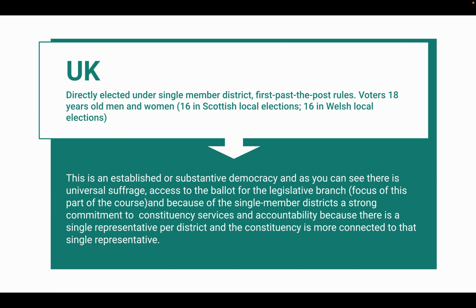The UK has directly elected single-member district first-past-the-post rules. Voters must be 18 years old. There is universal adult suffrage, so men and women have the right to vote. In more local elections in Scotland and in Wales, the age to vote is 16, but that's only in local elections. The UK is an established or substantive democracy.